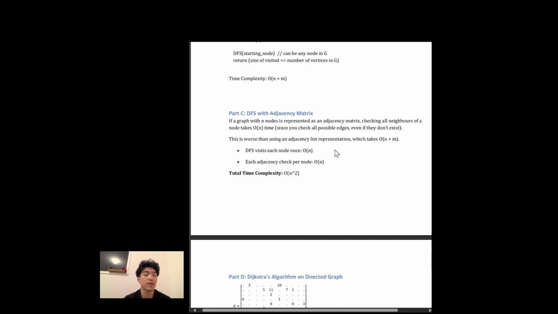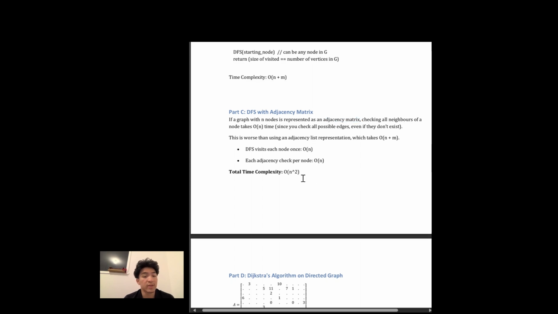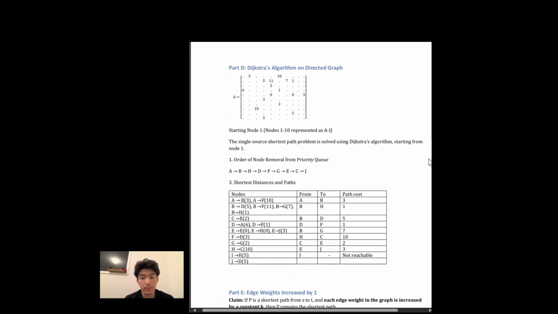In part C, we consider the same DFS, but this time using the adjacency matrix. With an adjacency matrix, we have to check every possible neighbor, which takes O(n) time per node. So overall, DFS will run in O(n squared), which is slower than an adjacency list, but sometimes acceptable for small graphs.